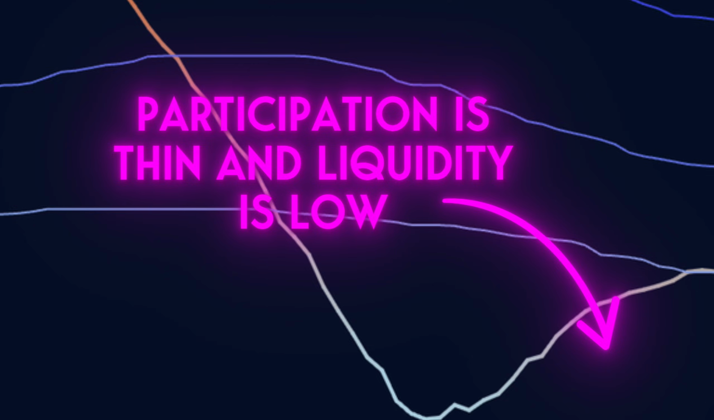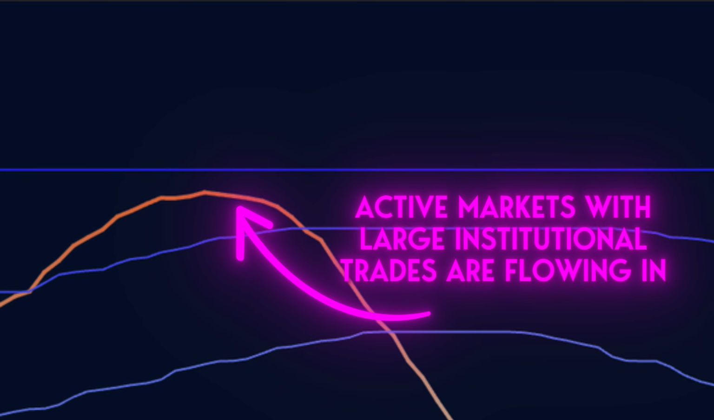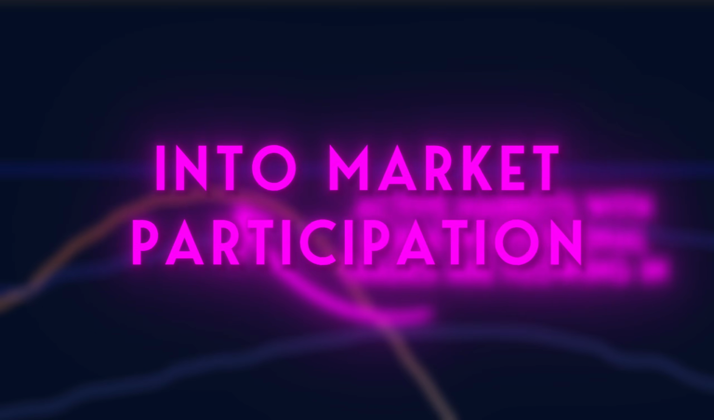So when you see light blue, you know participation is thin and liquidity is low. But when you see red or orange, you know active markets with large institutional trades are flowing in. This is like having X-ray vision into market participation.